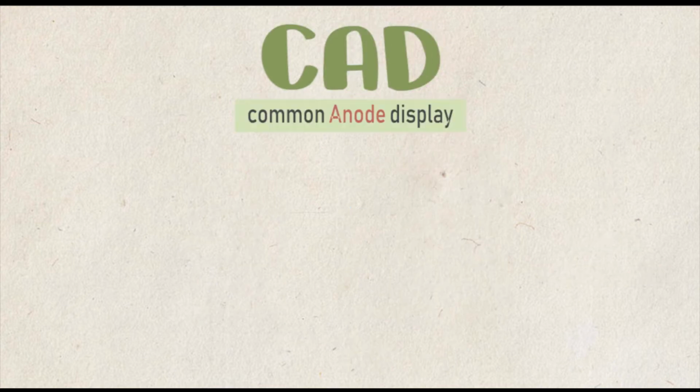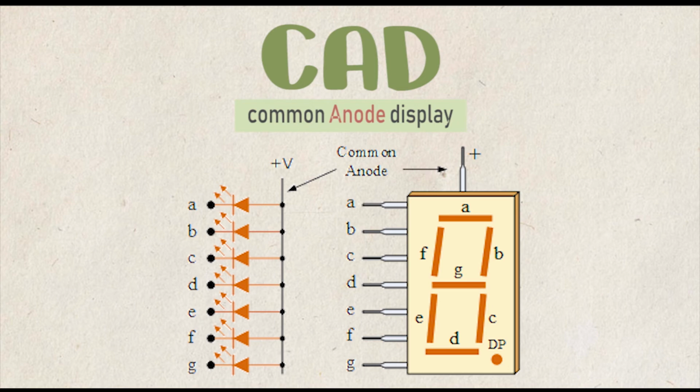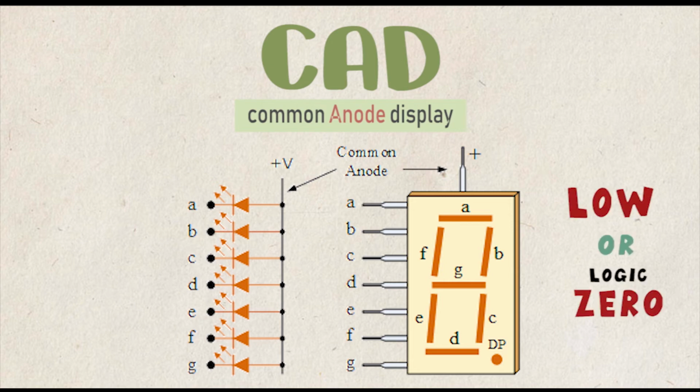CAD is common anode display. In the common anode display, all the anode connections of the LEDs are joined together to logic 1. The individual segments are illuminated by connecting the individual cathode terminals to a logic 0 signal.